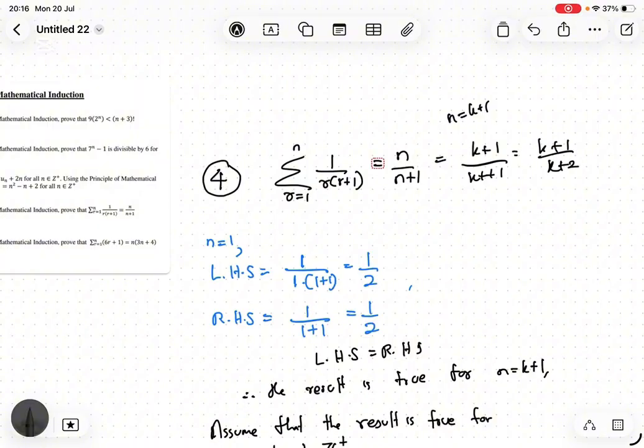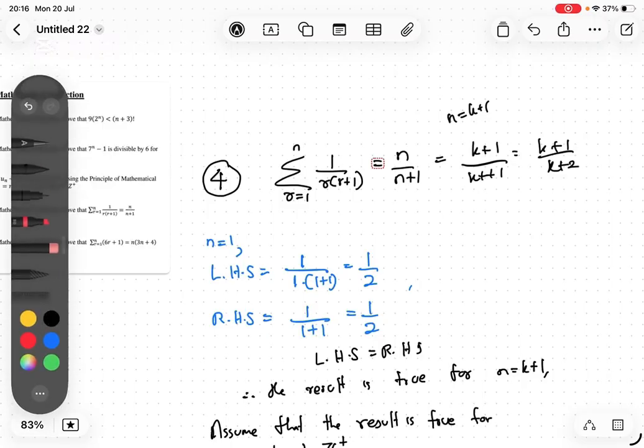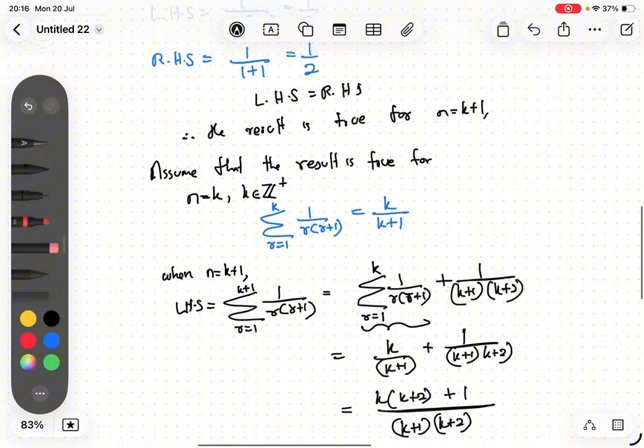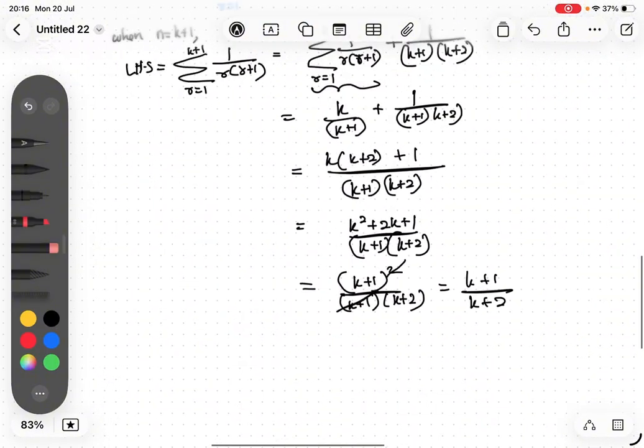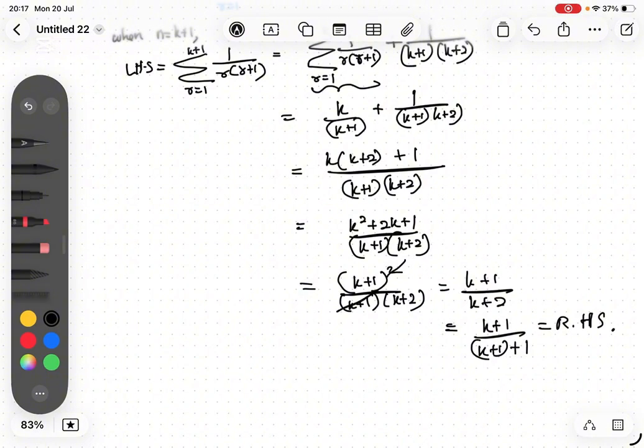Okay. So you can just have it as a rough thing and then continue, targeting the answer. Right? Then we get this. So this is actually k plus 1 over k plus 1 plus 1. This is the right hand side that we require. Clear? Therefore, the result is true for n equals k plus 1.